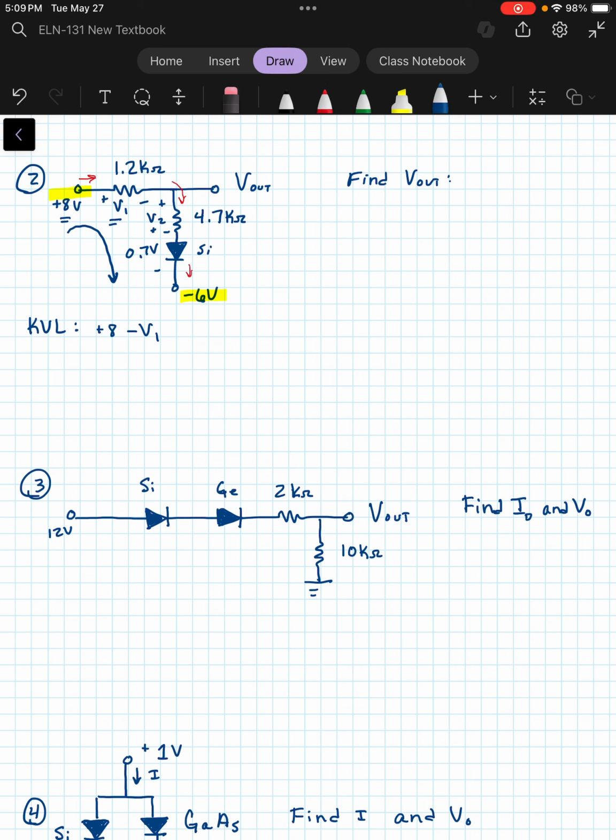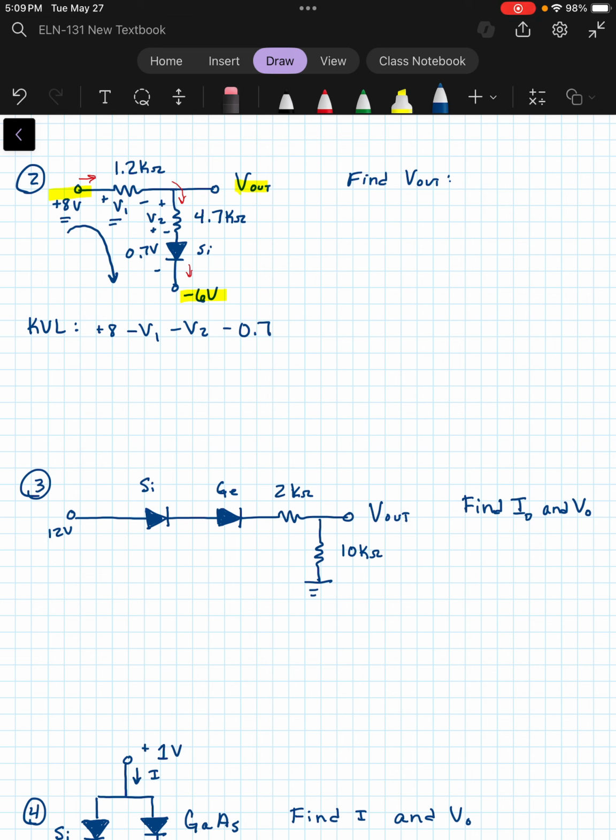Okay. Now the V out over here, this is just a measuring point. There's no circuit over there, so we don't have to worry about the current not continuing from 1.2K to 4.7. Those are in series. Okay, so minus V1, minus V2 will be the next voltage drop, minus our 0.7.